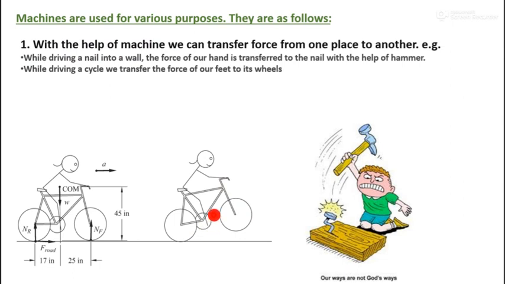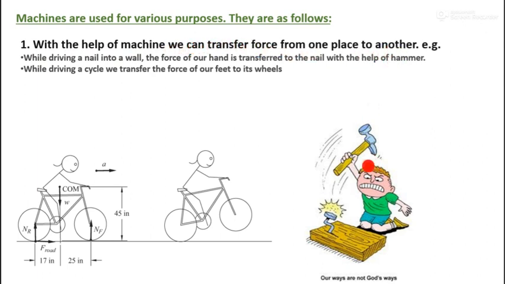You can see here, while driving a nail into a wall, the force of our hand is transferred to the nail with the help of a hammer. This is a simple machine. We can easily do work with the help of simple machines. Machines are used for various purposes. They are the following. Number 1, with the help of a machine we can transfer force from one place to another.